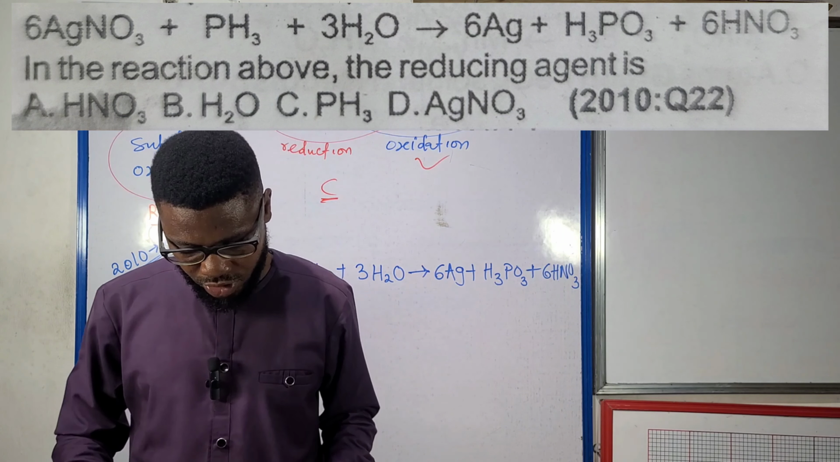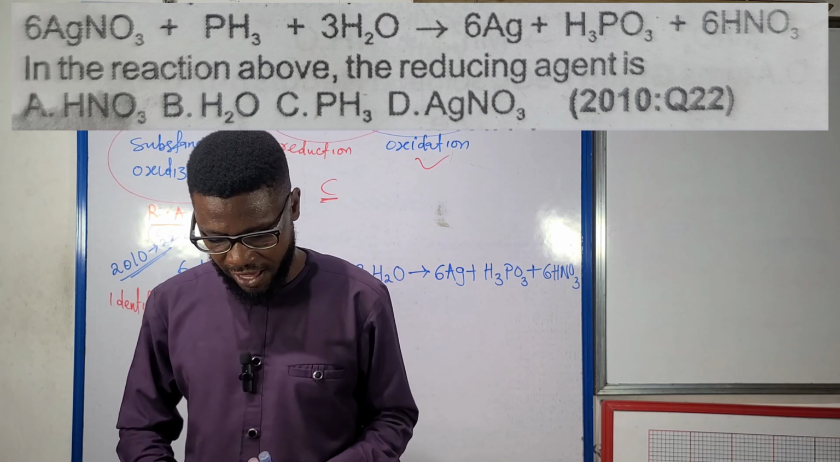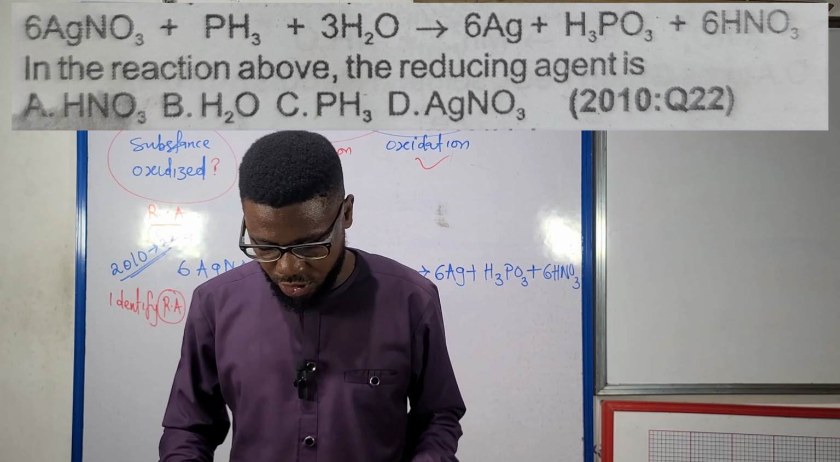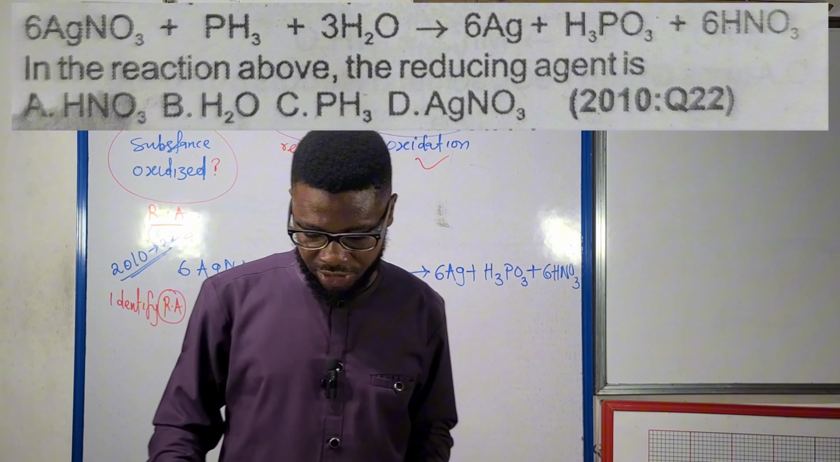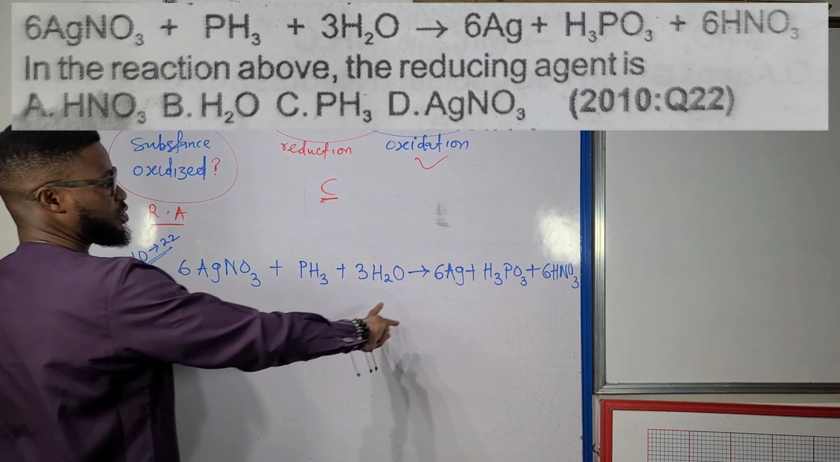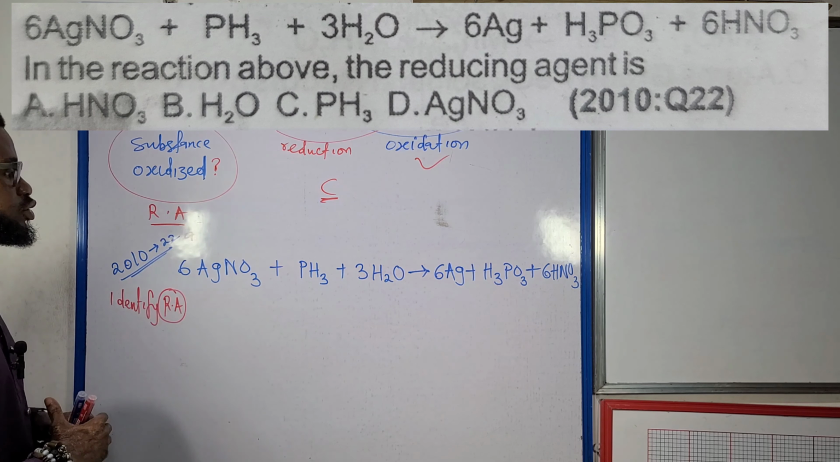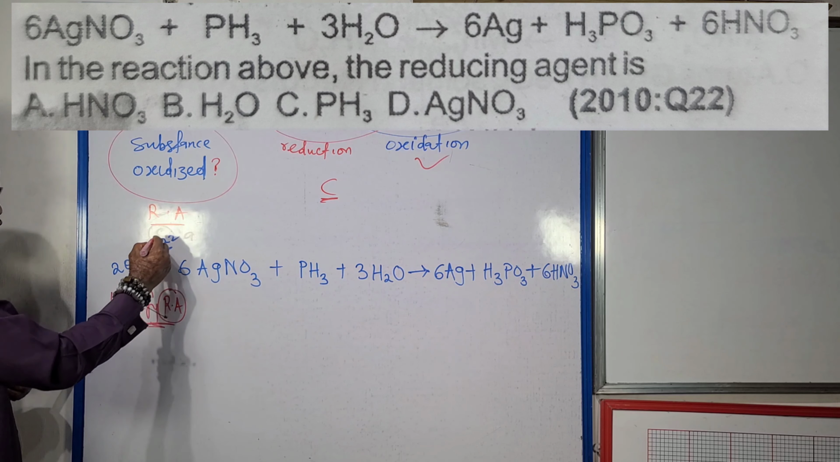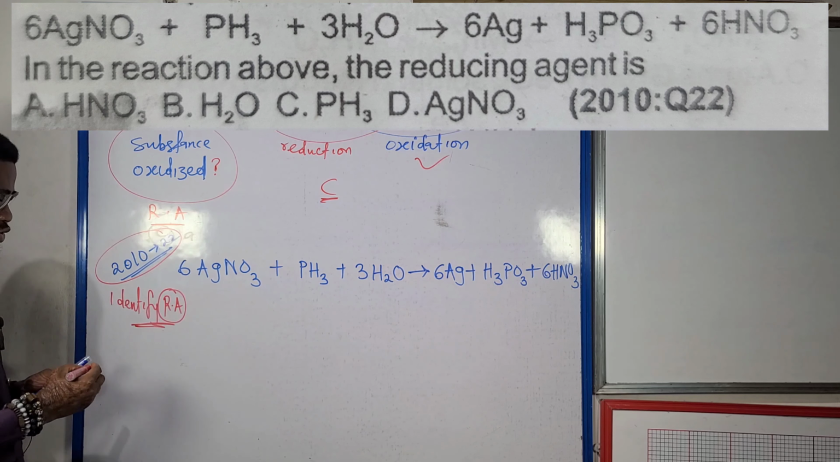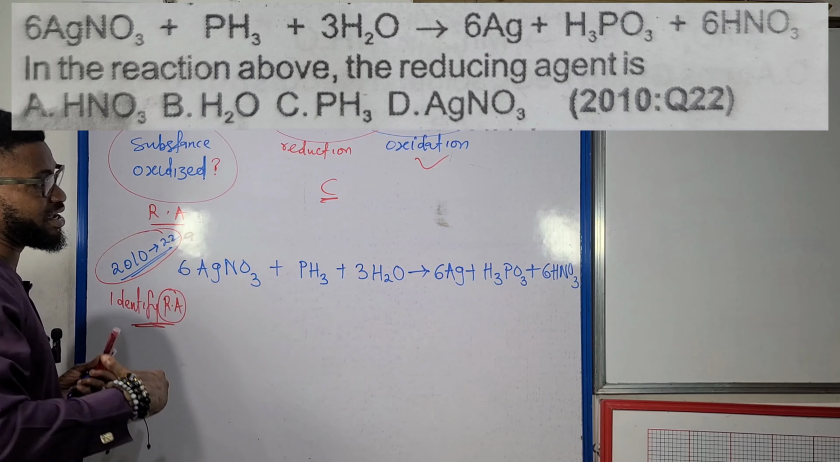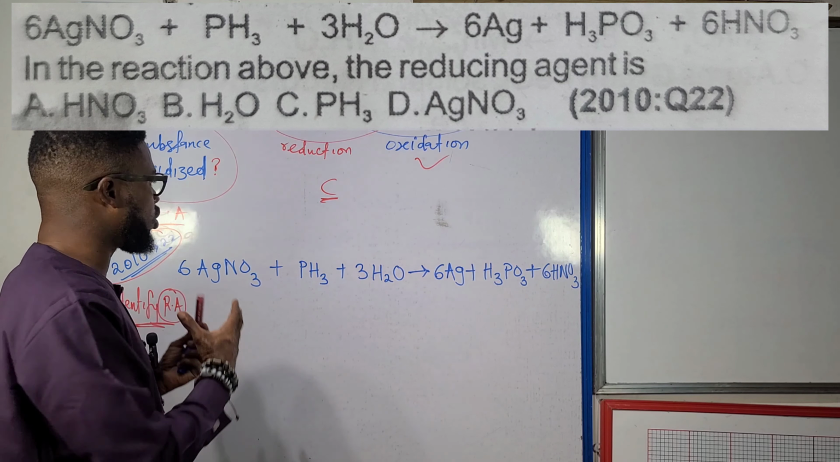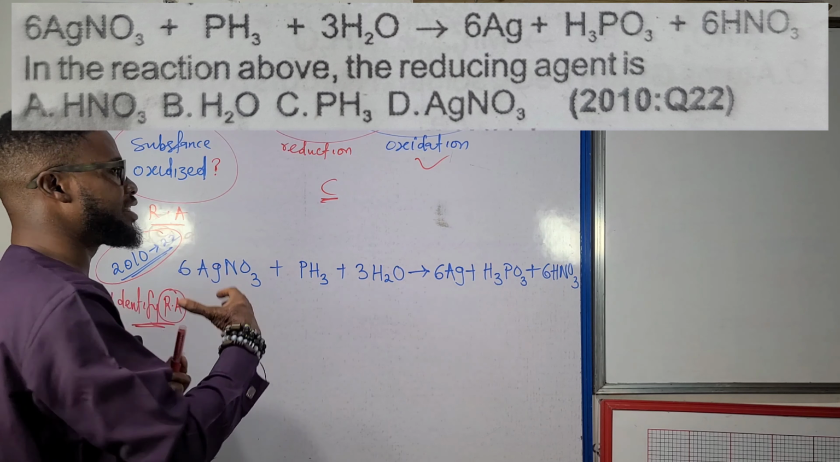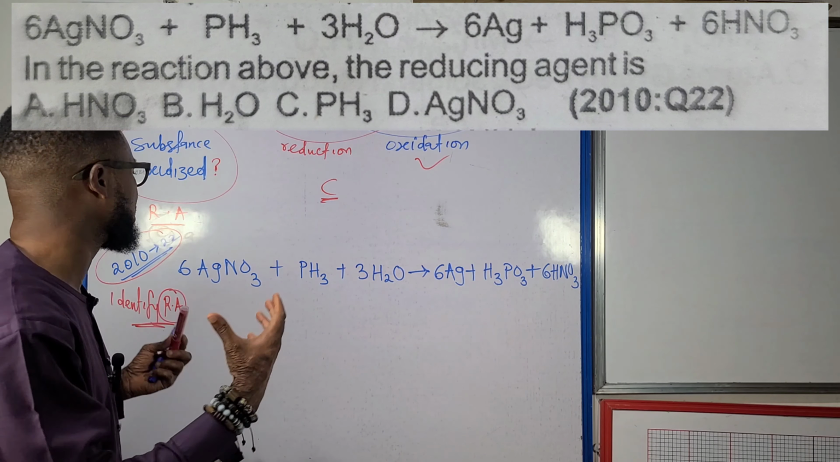As you can see in that equation there, silver nitrate reacting with phosphine plus water. We were told to identify the reducing agent. Of course, in the equation, we have 3 reactants and about 3 products there. It looks cumbersome, but that notwithstanding, we were told to identify the reducing agent for 2010 question 22. The key is always to just try and identify things using your definitions of oxidation and reduction reaction, using things like writing the ionic forms of these various equations.